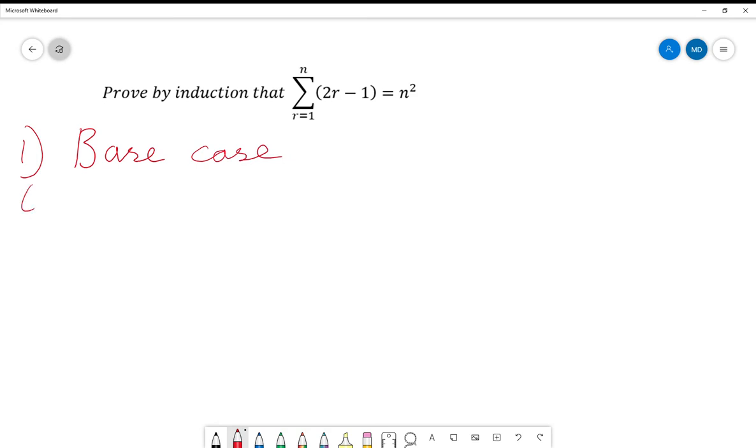We want to test n equals 1. We want it to be true for at least once. So we're going to test n equals 1, and we're going to test it on each side. So we've got the left-hand side.